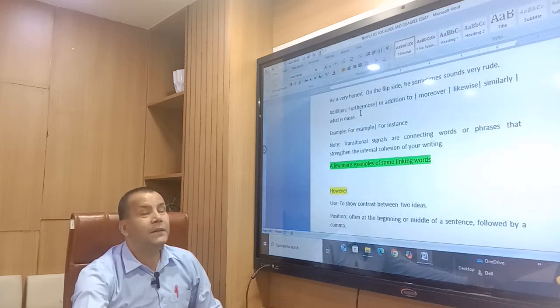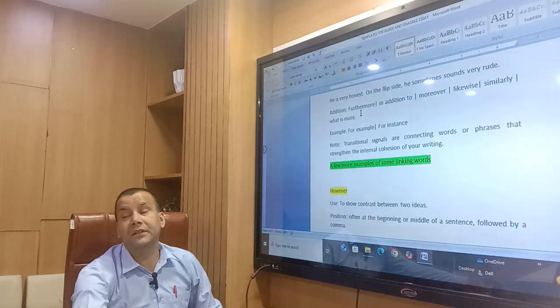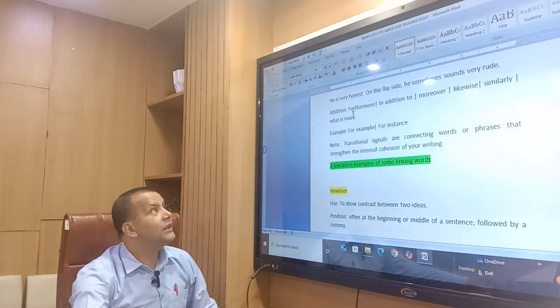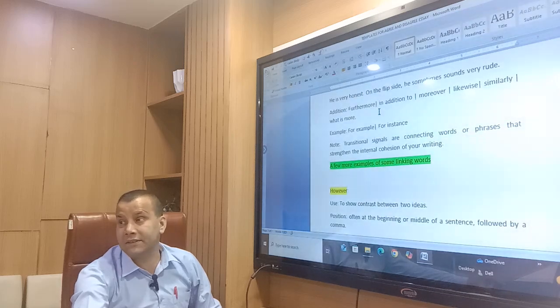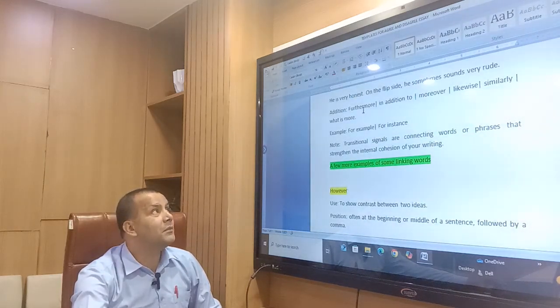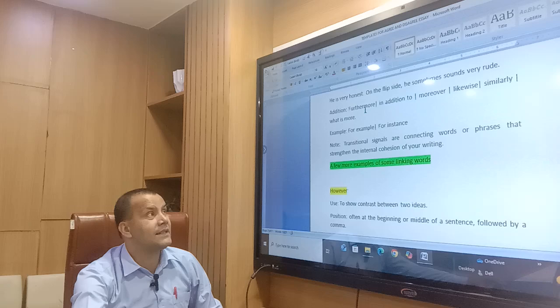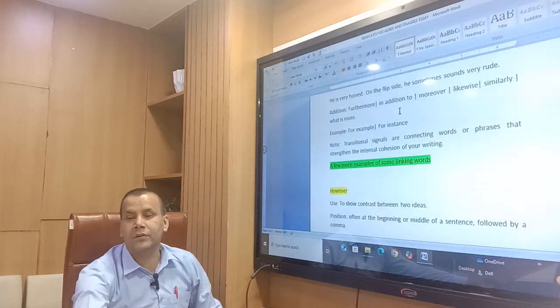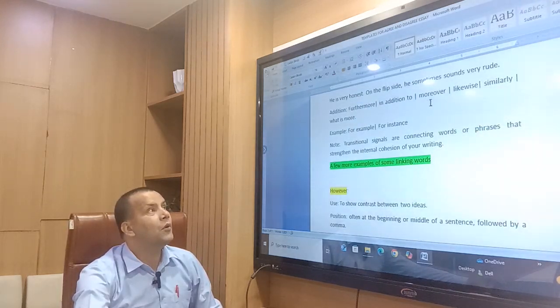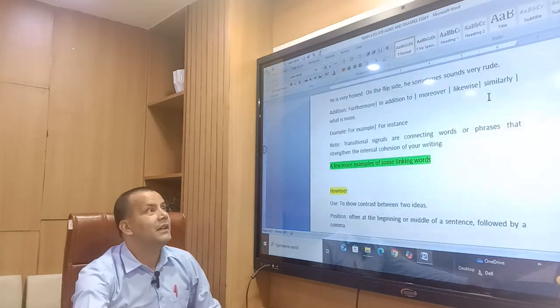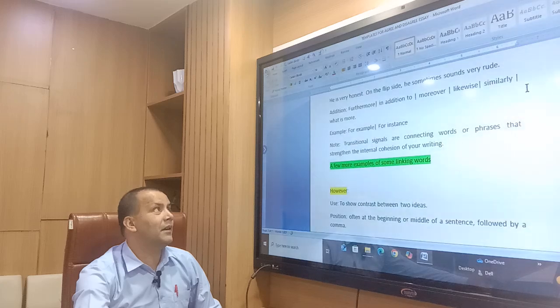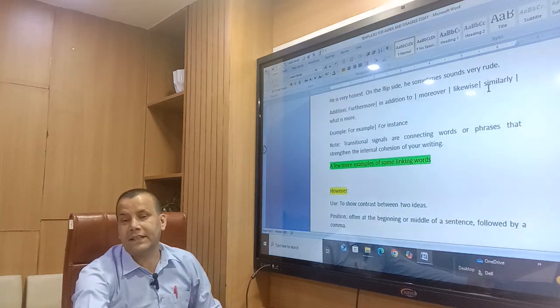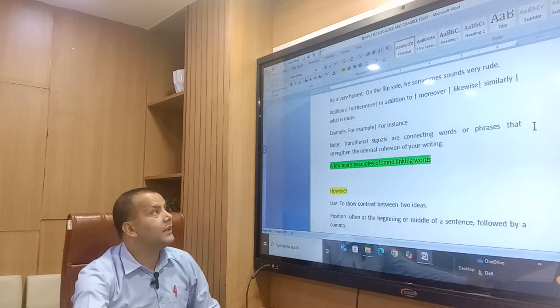Addition. If you have to add something more, if you have to support the previous statement, you can use this kind of transitional signals. Furthermore, in addition to, moreover, likewise, similarly, what is more. You can use these kinds of linking words.